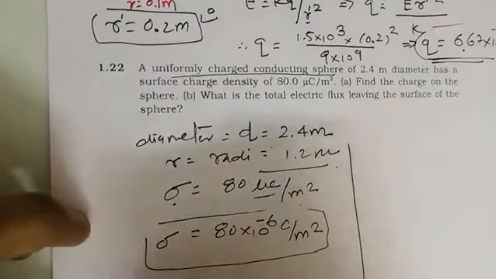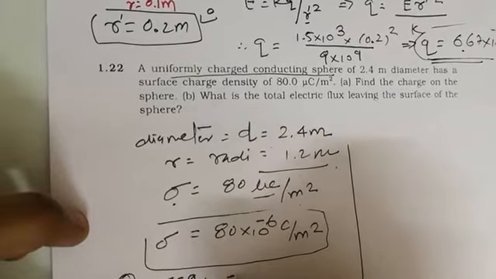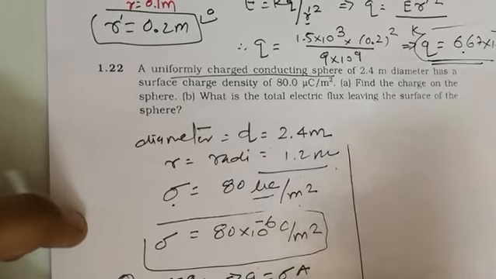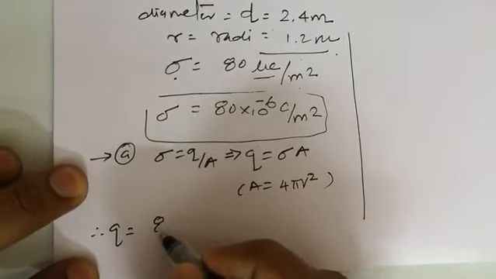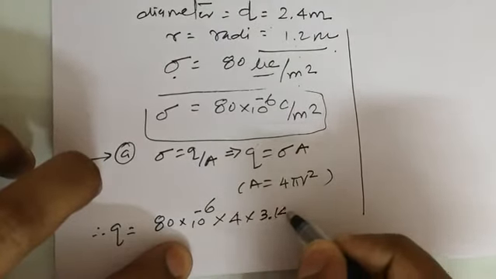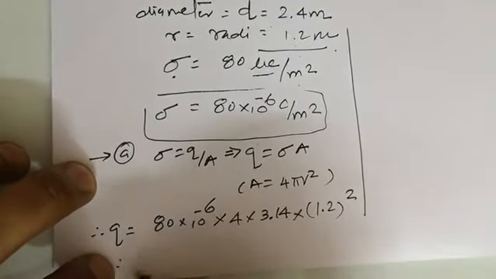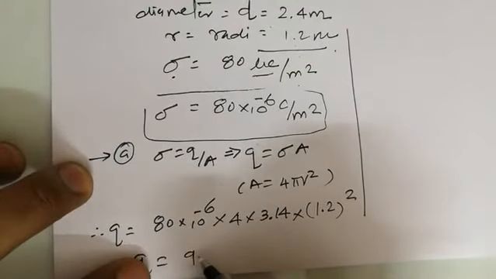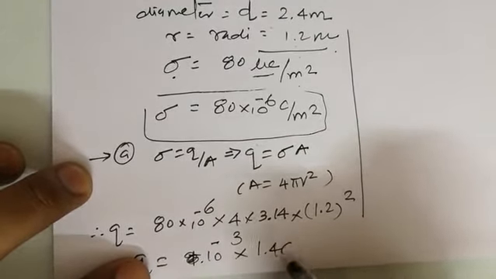A part: sigma is equal to q by A. So q is equal to sigma into A, where area is 4 pi r square. So q is equal to sigma, which is 80 times 10 to the power minus 6, times 4 times 3.14, times radius 1.2 squared. We have 10 to the power minus 6, so our answer would be in terms of 10 to the power minus 3, that is 1.4 coulombs.